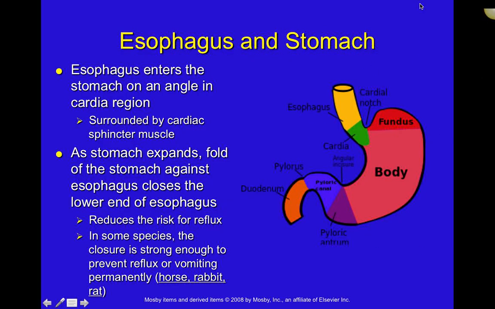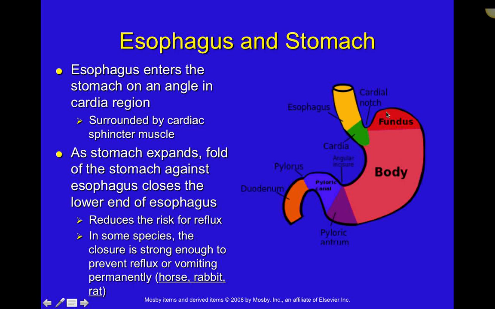But these are all examples of monogastric species, and specifically monogastric foregut fermenters. This is also a good picture to know for testing purposes. So looking at the esophagus and the stomach, they're closely connected. The esophagus enters the stomach on an angle in the cardia region. There's a sphincter in the cardia region, called the cardiac sphincter, and that opens and closes during swallowing and vomiting, of course.